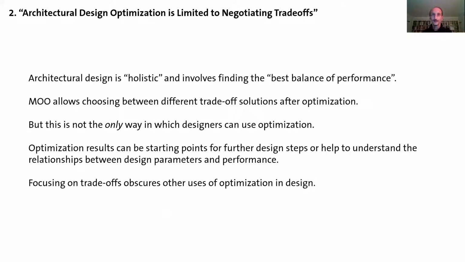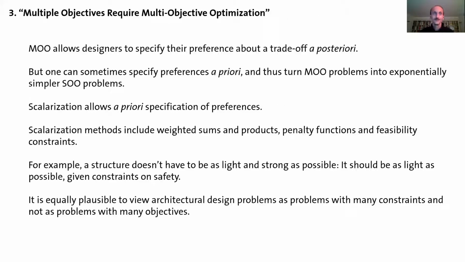And the second idea is architecture design optimization is limited to negotiating trade-offs. I would say if stated like this, clearly it's not true, right? Optimization is about many things. One of the things it is about is understanding trade-offs, but it's also about maybe having a starting point for further design steps. It can be about understanding relationships between design parameters and performance. And so it's too simple to think that the only thing that designers use optimization for is to negotiate trade-offs, and therefore this is not right. So therefore there might also be legitimate uses of single objective optimization in architecture design.